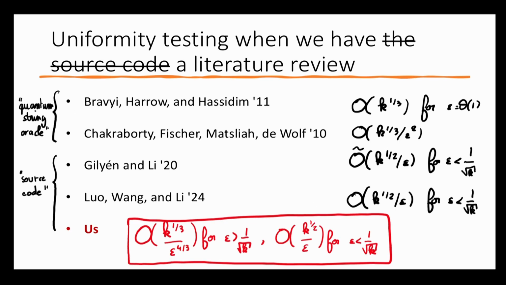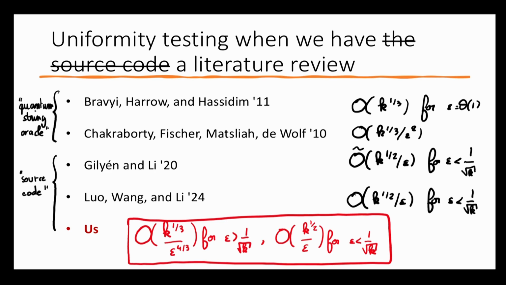And this is what was known before for uniformity testing with quantum capabilities. The first two results are in a slightly weaker setting, because they make a stronger assumption on the access model. Let's see if I get that right. But it was proven that you could actually do k to the 1/3 for testing uniformity in the quantum string oracle model for constant epsilon. Already, this is kind of impressive because remember that classically you need square root of k.